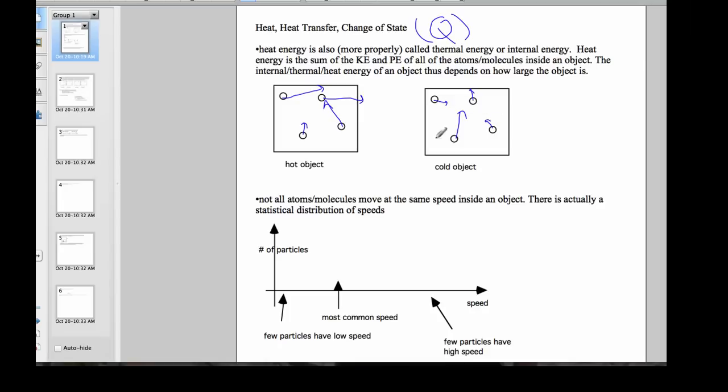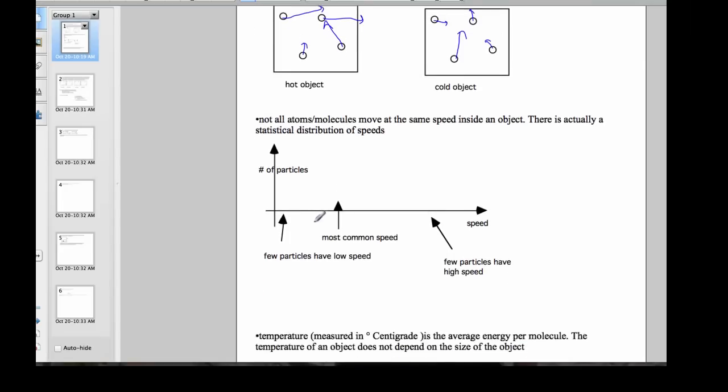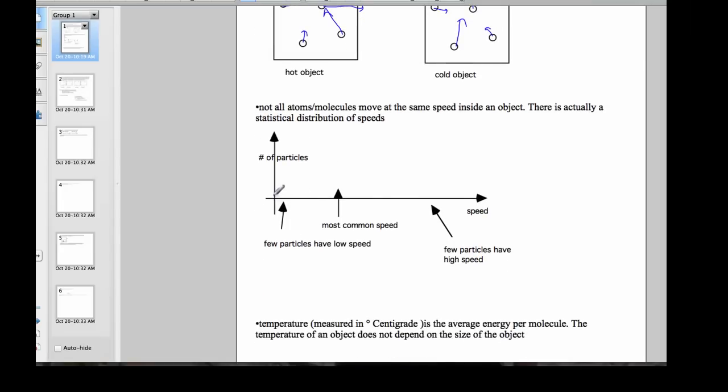And again, they're not all going at the same speed. There's actually a distribution of speeds. You'll see that very few particles have zero speed, and very few particles have high speed, but you'll find a certain number at any speed. There is a most common speed where you've got the most number of particles going that speed. But there's a distribution. They're not all going the same speed.